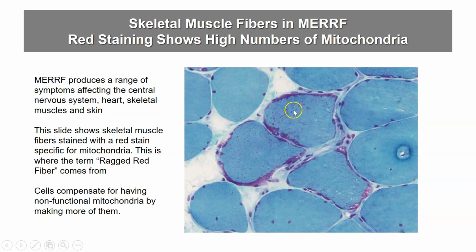And people with MERRF, their muscle fibers produce a huge number of mitochondria to compensate for lower function of each mitochondria. And the dye is red, and that's where the term ragged red fiber comes from, staining extensively with mitochondrial specific stain.